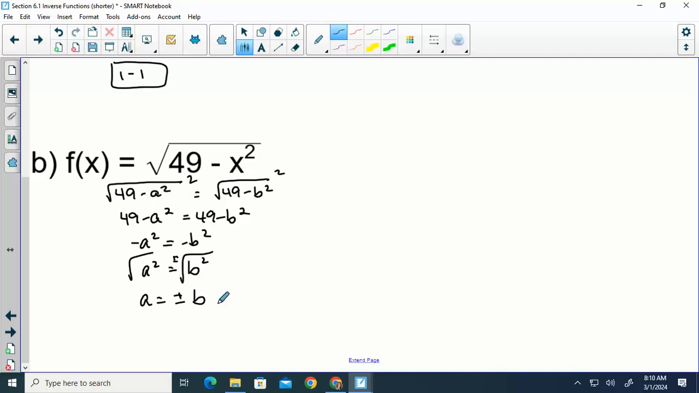So that tells me if my y values are the same, they could have been the same x to start with, or they could be opposites. I could put in like positive 7 and negative 7 and get the same thing. So is that one-to-one? No, because I did not get just a equals b. I got a to equal positive or negative b.